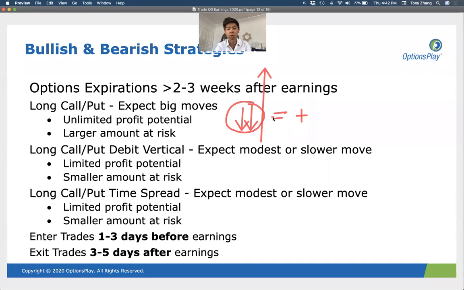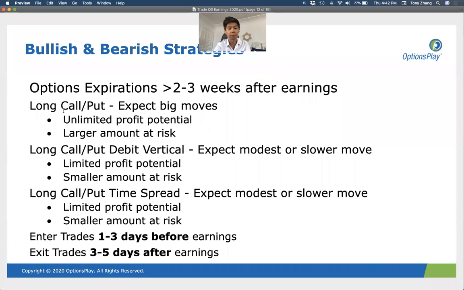You want to make sure that what you lose to volatility crush and time decay is less than what you make on the movement of the underlying stock. And if that's a positive number, then you're profitable. If that number is negative, then you're going to be taking a loss on that trade.